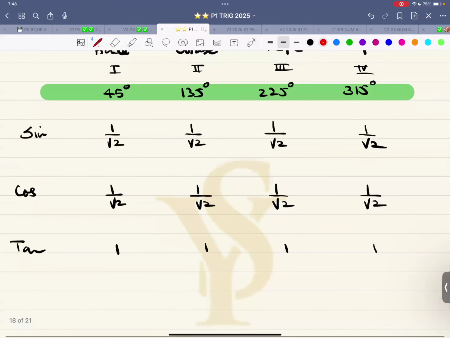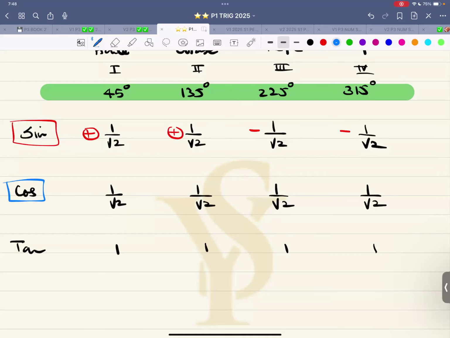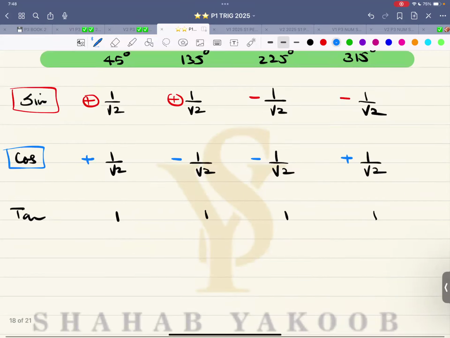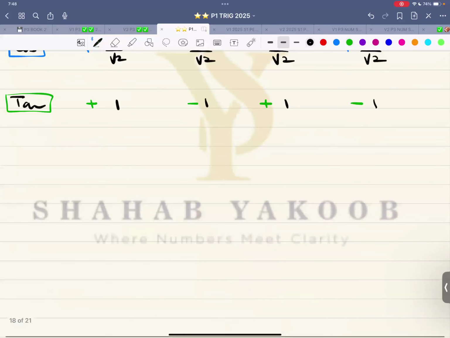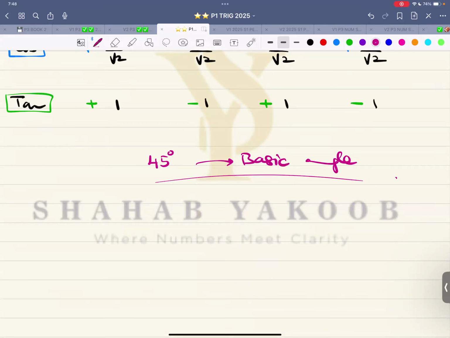Red color for sine, positive for first two quadrants, negative for these two. Blue is for cosine, positive for first and fourth, negative for the middle two. Green for tangent, positive for first and third quadrant, negative for the middle two. Over here, 45 degree is the basic angle, the acute angle with the x-axis.